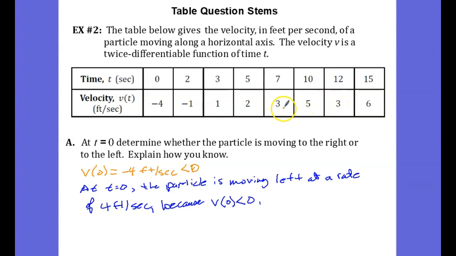So that means that from 7 to 10, the acceleration was positive, and from 5 to 3, the acceleration was negative. At some point between 7 and 12, there had to be a point where the acceleration was equal to 0. That's what the mean value theorem says. So let's look at these individual subintervals from 7 to 10 and from 10 to 12.